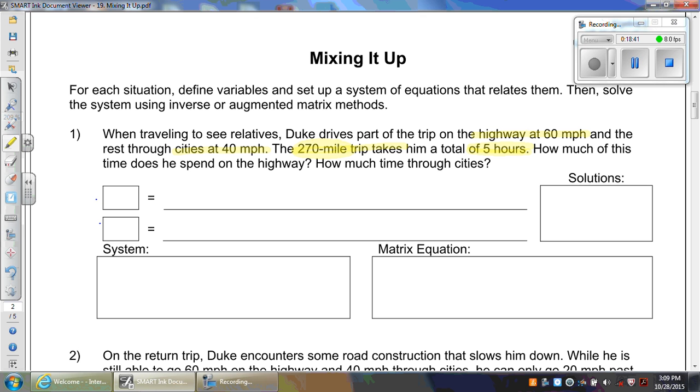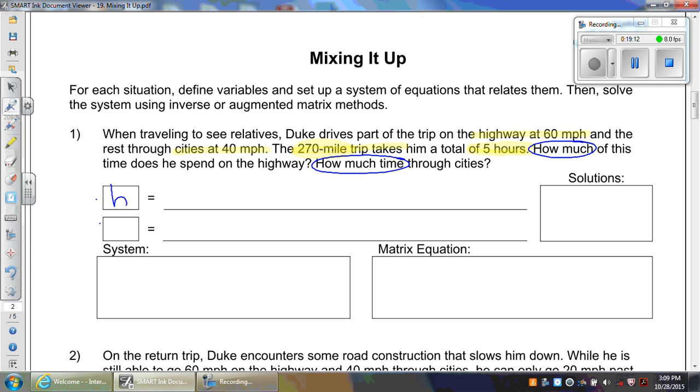Now, to define our variables, we need to read the question. So, Lauren, read the question. How much of this time does he spend on the highway? Okay. So the question is how much time driving on the highway and how much time driving through the city. So we're going to use not X and Y. You can use any letter you want. So we're going to use H for highway.